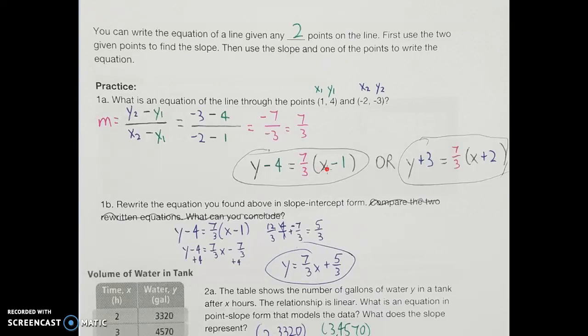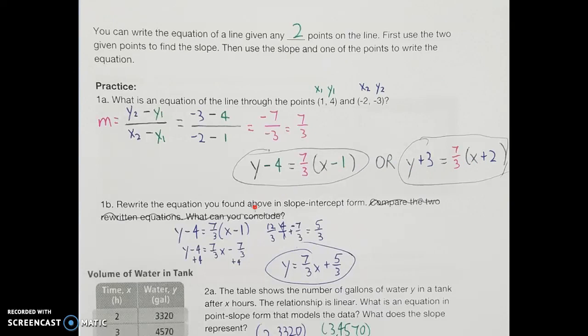I could plug in the first point, so x minus 1 and y minus 4 if I plug in the first coordinate, or if I plug in the second coordinate, I could also make the same equation, but just replace that with x plus 2, so remember that's minus a negative, and also y plus 3. So just remembering that it's the opposites, I could use either of those points to make my equation.